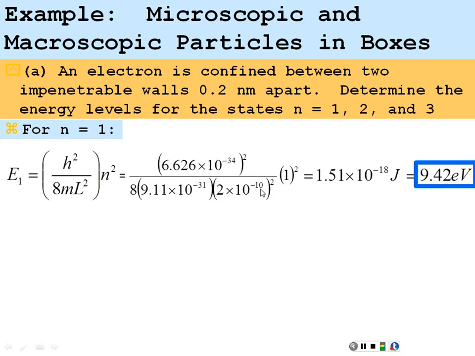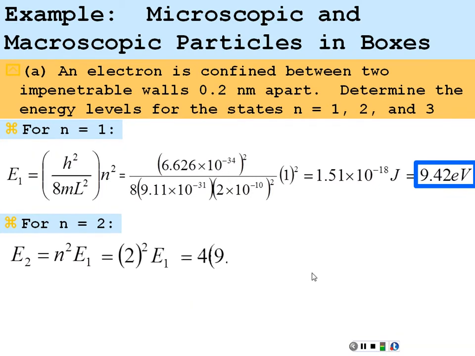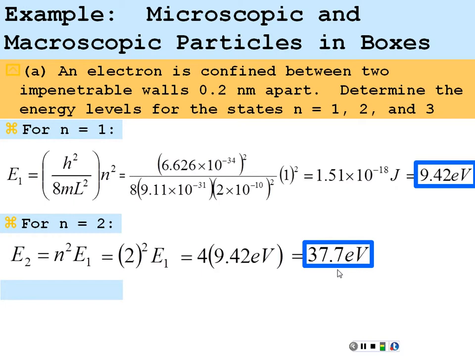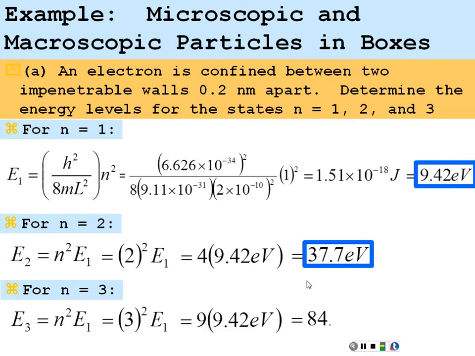My next energy level will be equal to n squared times my ground state energy. So my second energy level will be equal to 2 squared times this ground state energy, 4 times 9.42, or 37.7 electron volts. And then the next level, n equal 3, will be equal to n squared times the ground state energy, which would be 9 times 9.42, or 84.8 electron volts. Those will be the energy levels for our first three states, 1, 2, and 3.